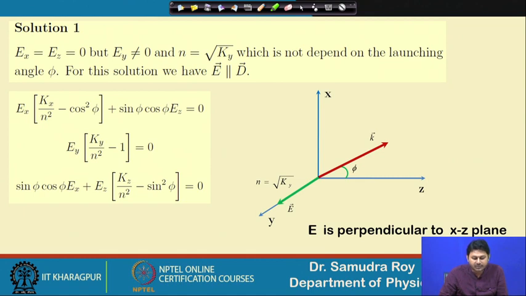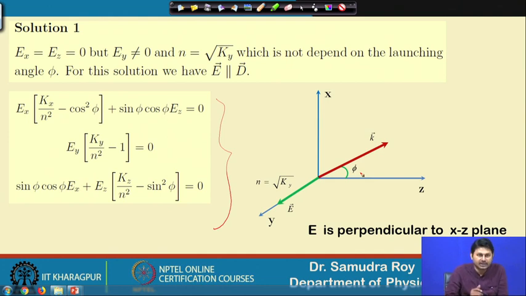Okay. So, what will be the first solution? These are the three equations. This is very interesting, that I have three equations in my hand and I try to find the values of E x, E y and E z. What is special here is that k is not along the z direction; k is in a different direction, having an angle phi. Then we try to find the solution.